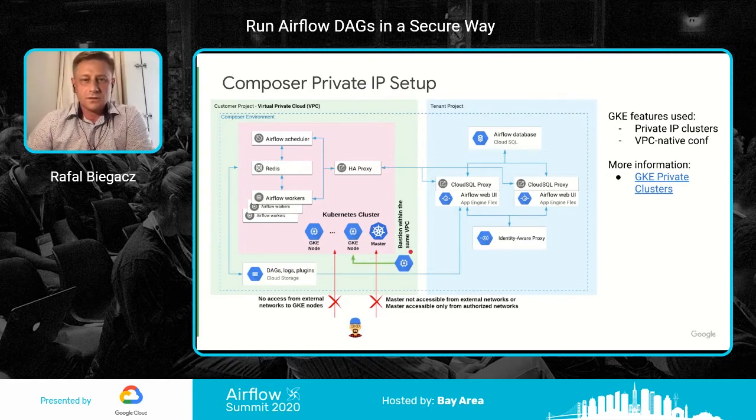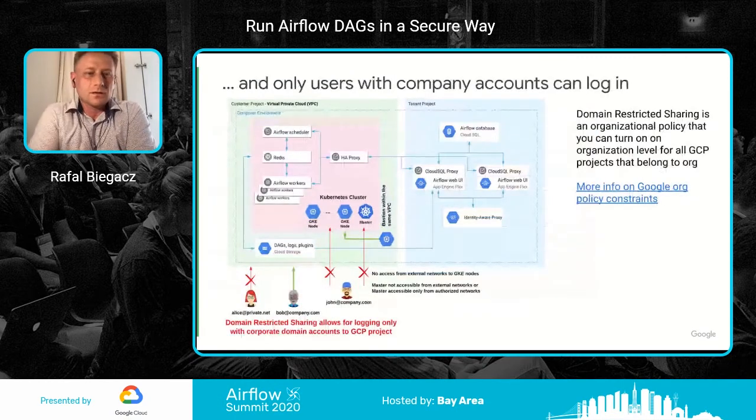So in this particular setup, we are using GKE features like private IP clusters and VPC native configuration. I provided on the right hand side of the slide the links to the information on how to set up a GKE cluster in such a mode. So let's assume that we already have this setup ready. Now we have yet another challenge.